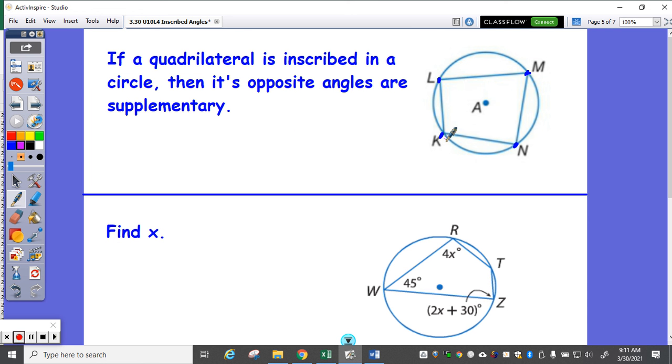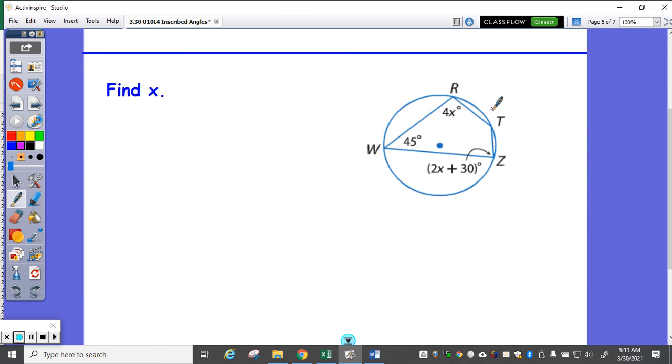What does supplementary mean again? If you add up 2 angles together, they equal what? 180. So K plus M is 180, and L plus N is 180. So if I'm solving for x here, I know that R is opposite of Z. So I would take 4x plus 2x plus 30 and set it equal to 180 and solve for x.